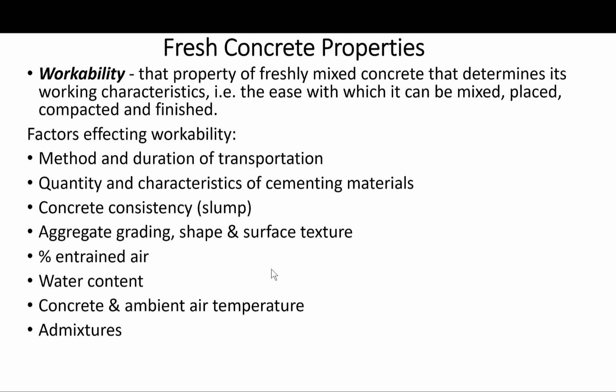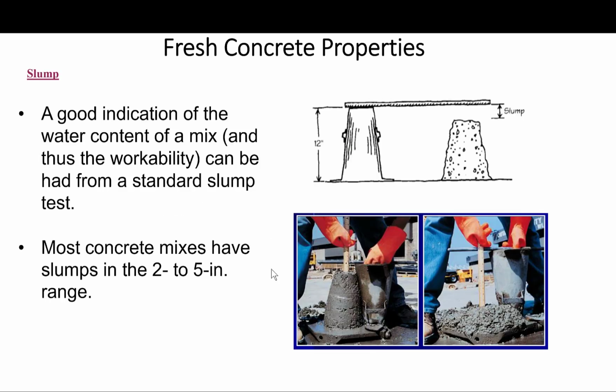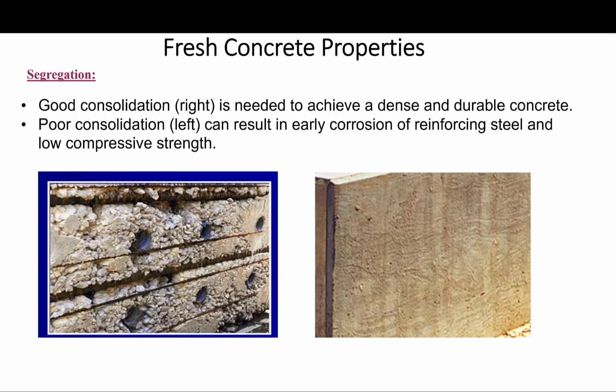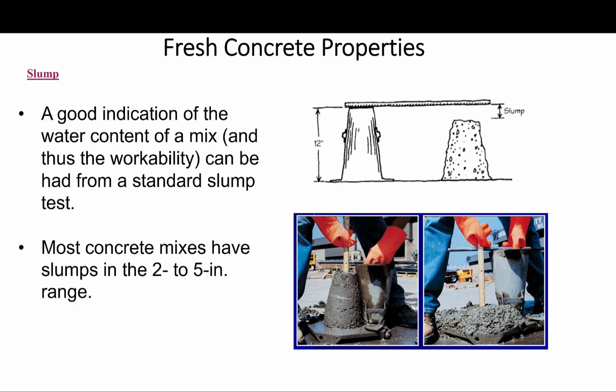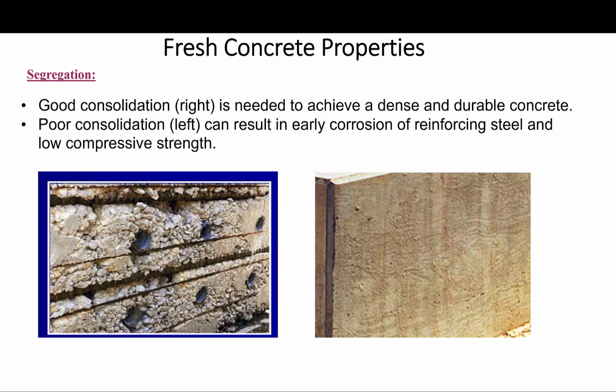That's what impacts these properties, almost everything. A good indication of the water content of a mix and the workability can be had from a standard slump test, as you can see, and a lot of you are probably familiar. Most concrete mixes have slumps in the range of 2 to 5 inches. And again, we want to avoid segregation.